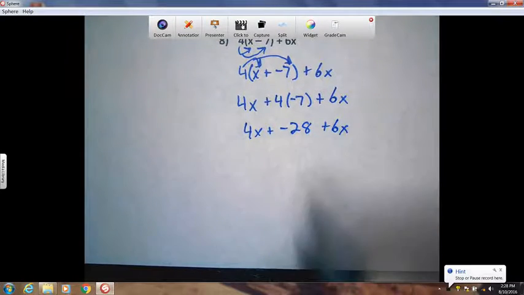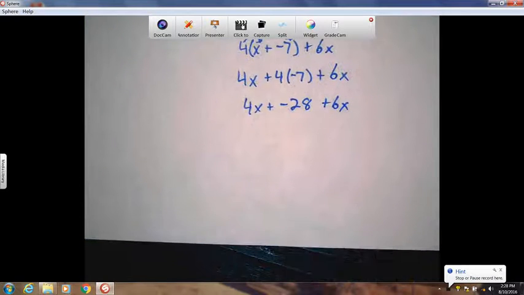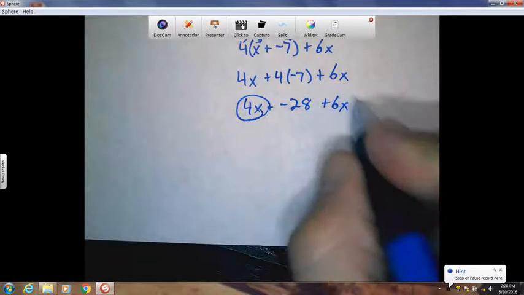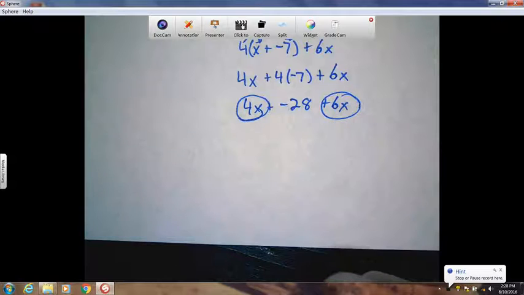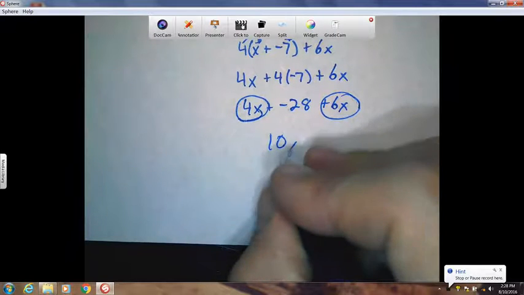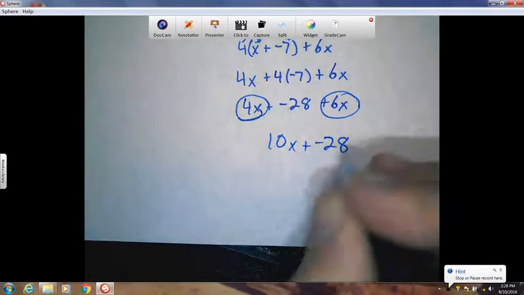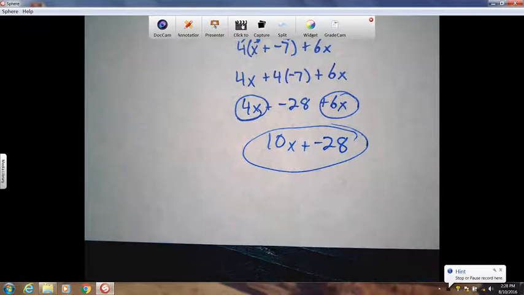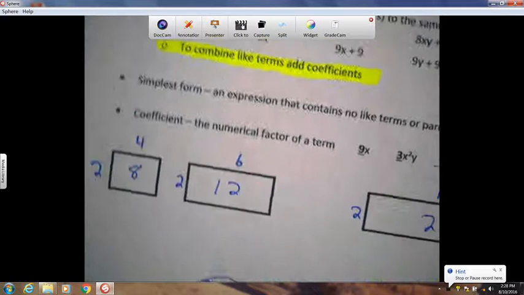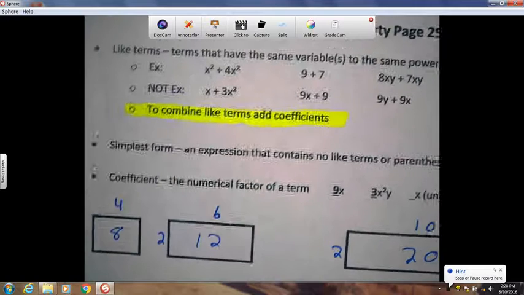I have my like terms. These are like terms. They both have x variables to the first power. So that's 10x plus negative 28. Remember, you can only add things that have like terms, that have the same variable to the same power. Remember, for distributive property, take what's outside parentheses, multiply it by both of the inside.